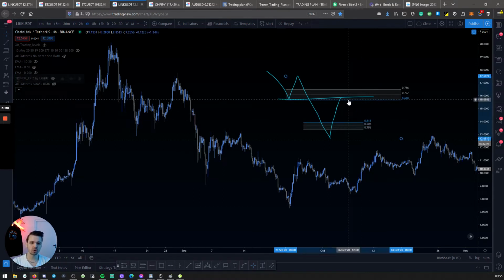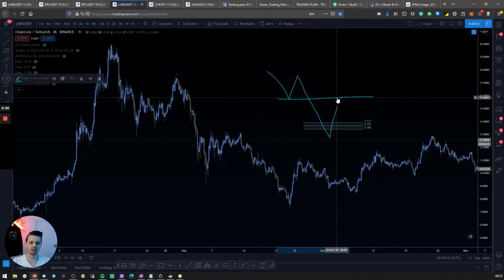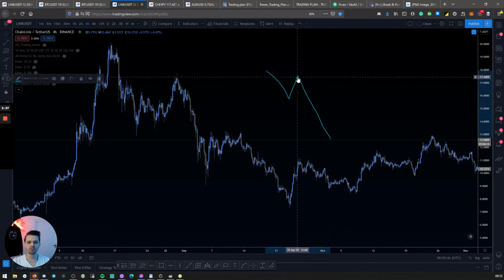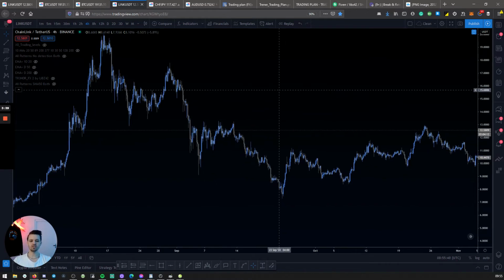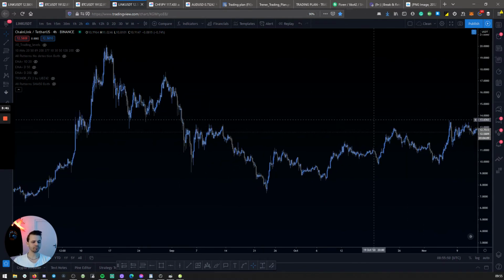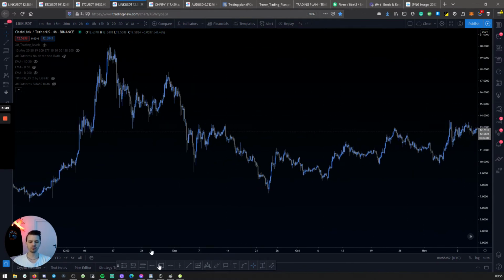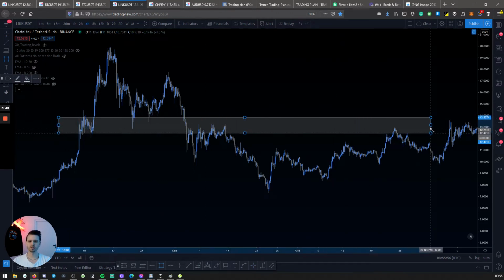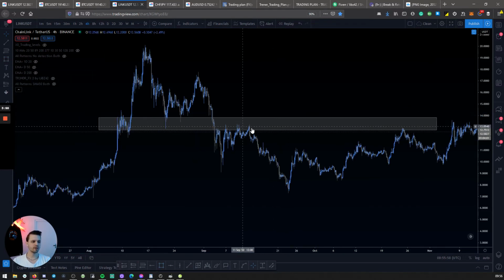So let me show you exactly how this looks on this Link USDT chart right here. On Link USDT, you see that we have a major SR level right in this area, something like this, not really perfect, but something like that, right? Now you're getting rejected off this level right here.